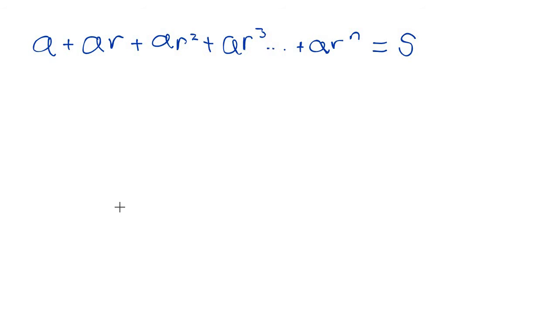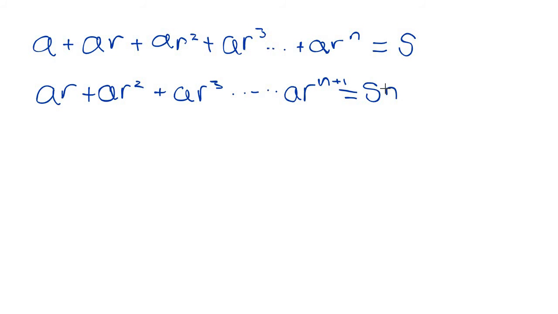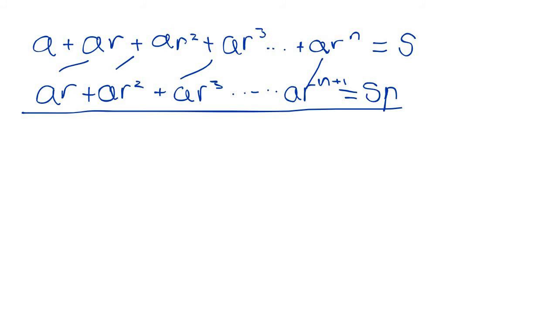So again, let's see what happens when we multiply the whole thing by the common factor, or R. And we get that this is what SR is equal to. So, again, we see a lot of the current terms we have are in common with this other geometric series that we just made. So, we can again subtract them, and we'll get that A minus AR to the n plus 1 equals S minus SR.